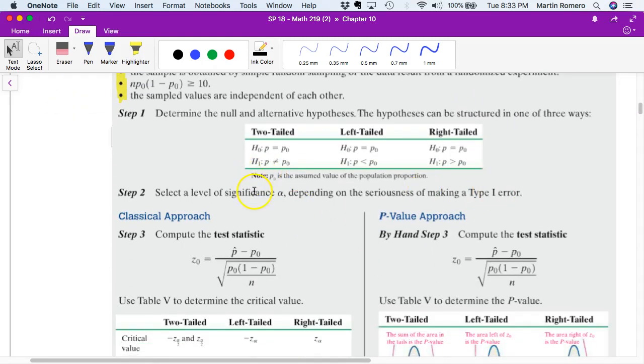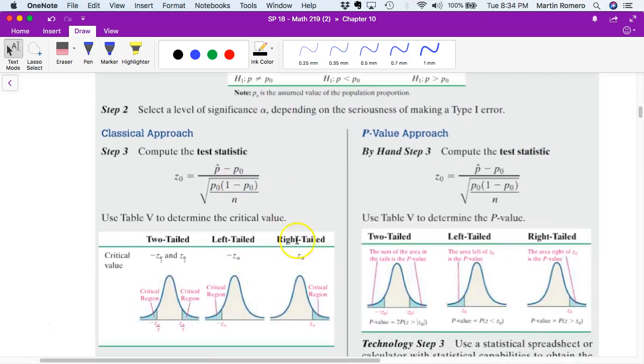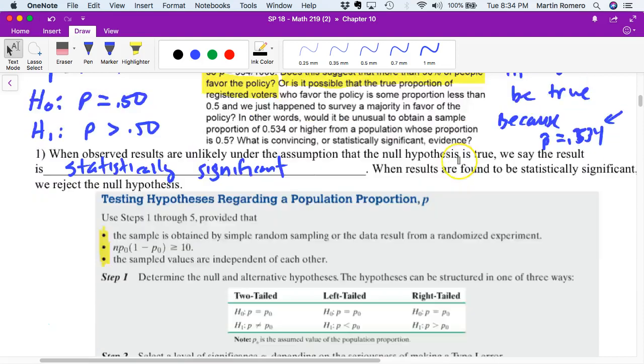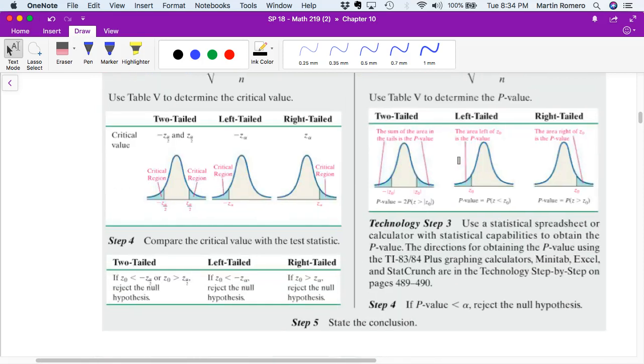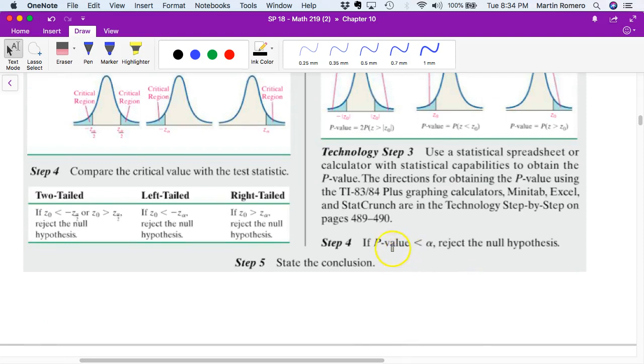You then determine the level of significance, step 2. Alpha, depending on the seriousness of a type 1 error. So again, alpha. And then in this class, there's 2 approaches. We're going to use the p-value approach to determine whether to reject or not reject this null hypothesis and accept the alternative. And so that's what we would be doing. And we would use technology to calculate the p-value. And then if the p-value is smaller than alpha, we reject the null hypothesis.